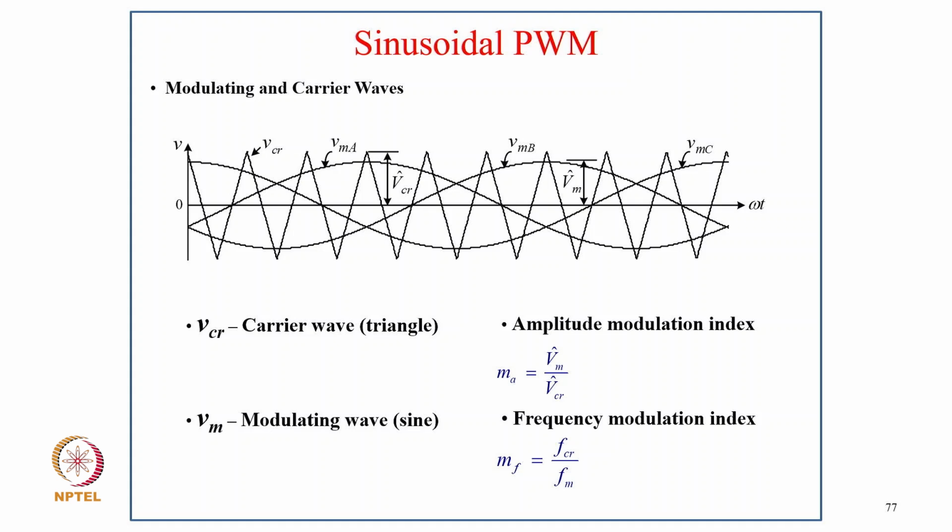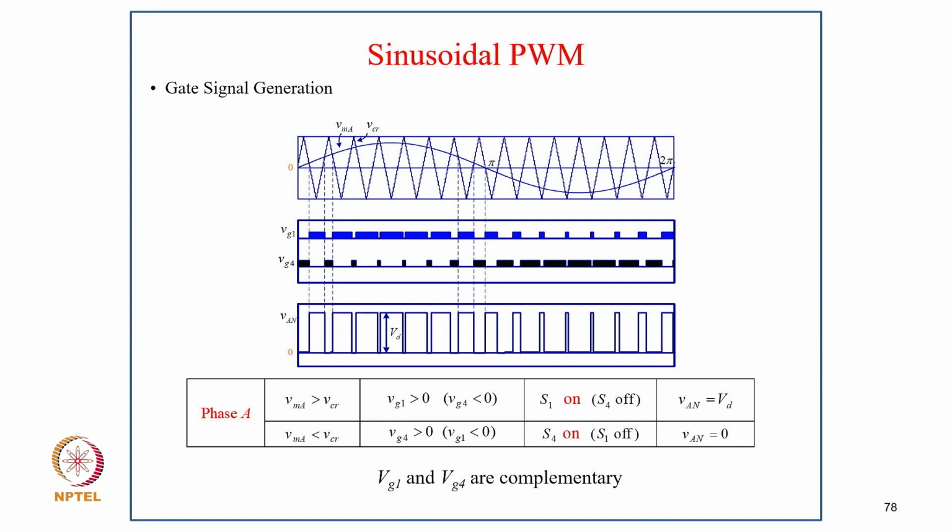We have typically three modulating waves, which is the signal we want to amplify at the inverter output, and we have a carrier wave. We can call VCR the carrier wave, a triangular wave, and VM the modulating sine wave. For amplitude modulation we define M equal to VM upon VCR, and for frequency modulation we define MF equal to FCR upon FM. So we can see how the gate signals are derived from this comparison.